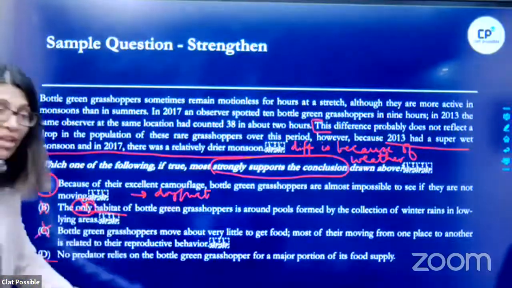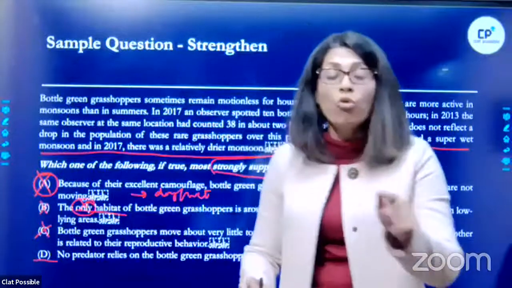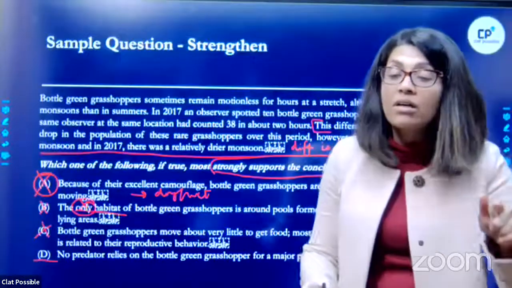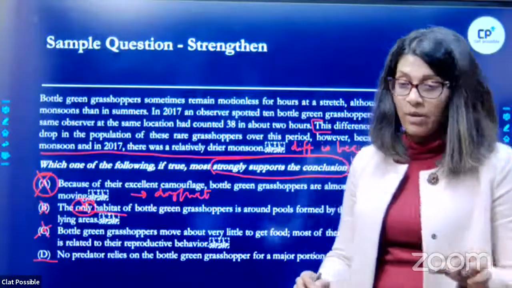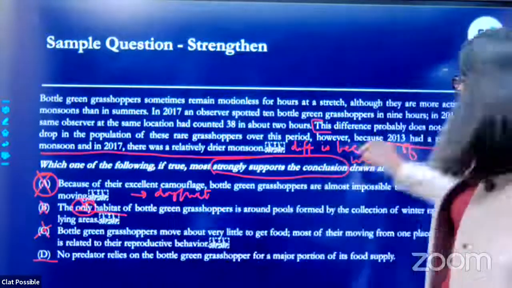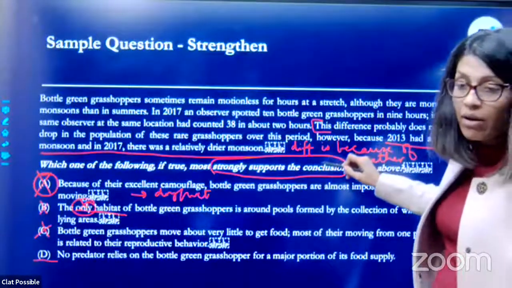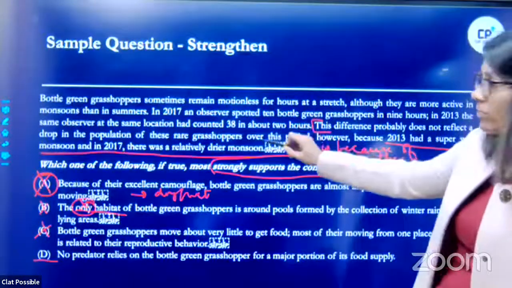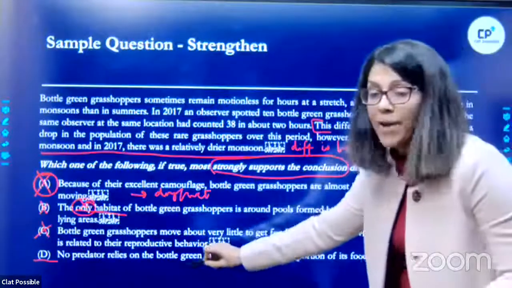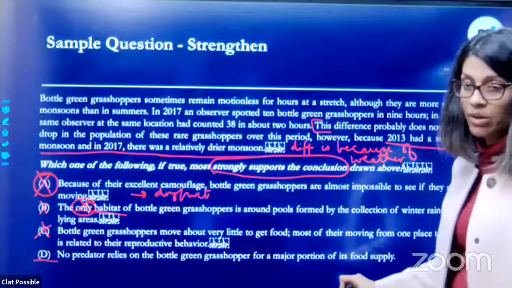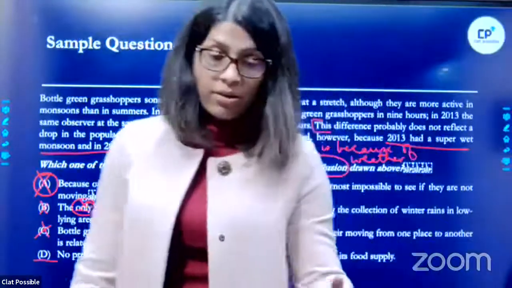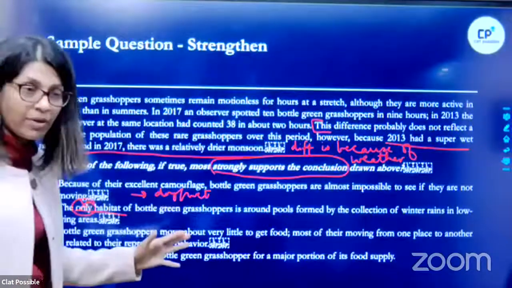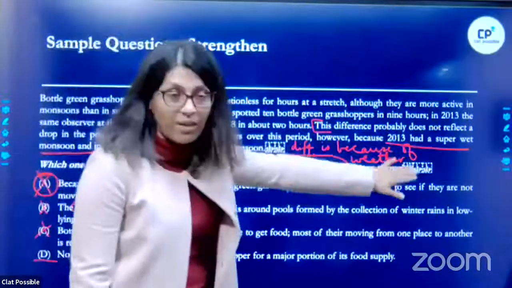D is strengthening the author's conclusion by removing any other alternate reason for the grasshoppers' low number. How? It is saying that it must be because of the weather, not because in this year when the grasshoppers were few, it was because there was some predator that ate them. So this is a method of strengthening. The author says in this year the grasshoppers were few and in this year the grasshoppers were many. The author feels it happened because of weather.